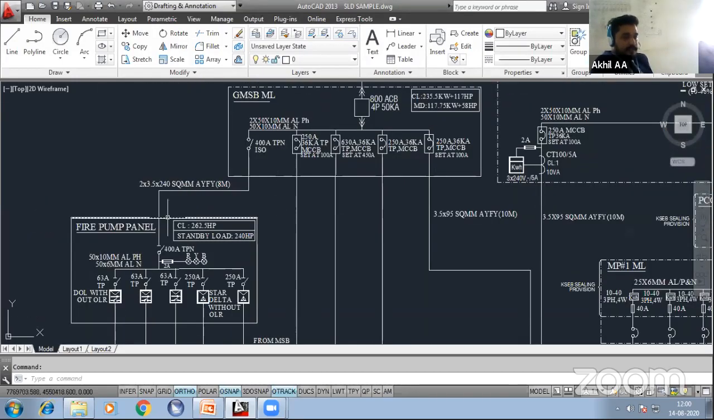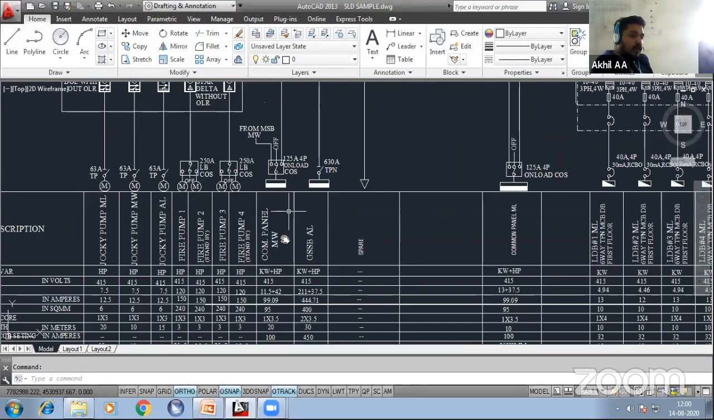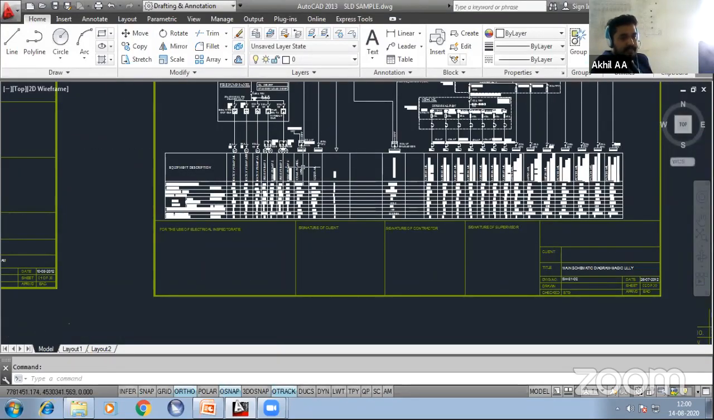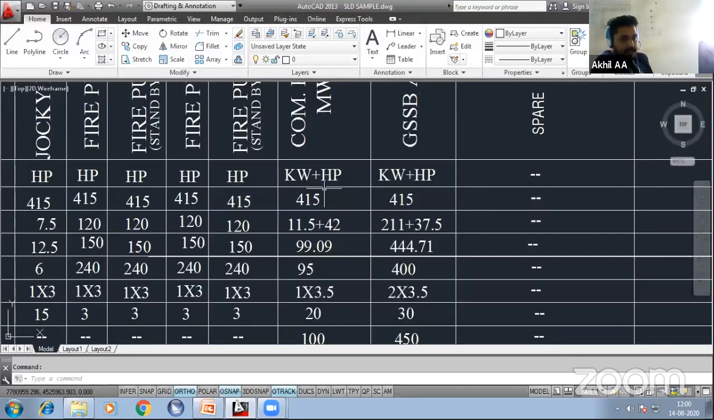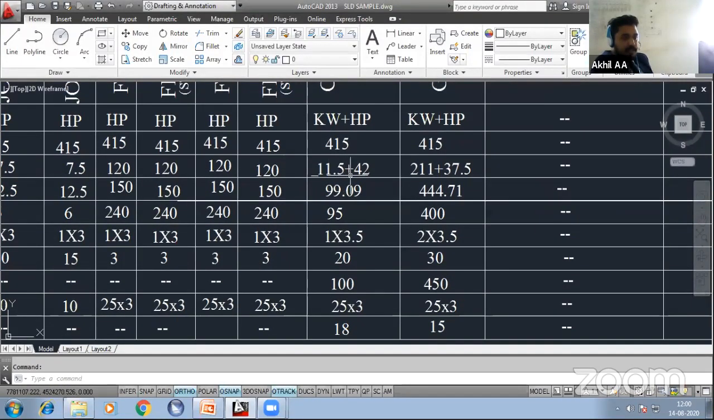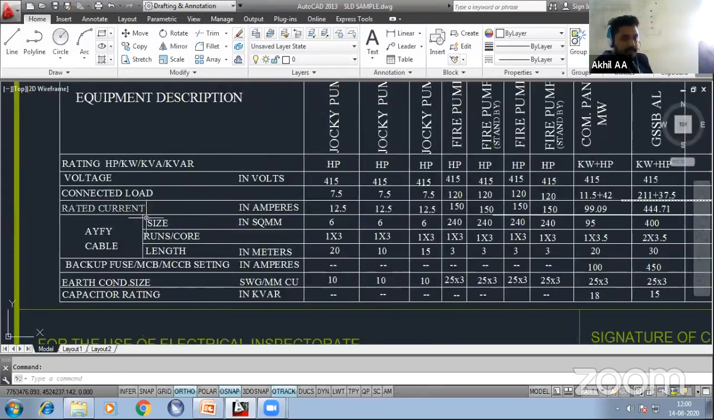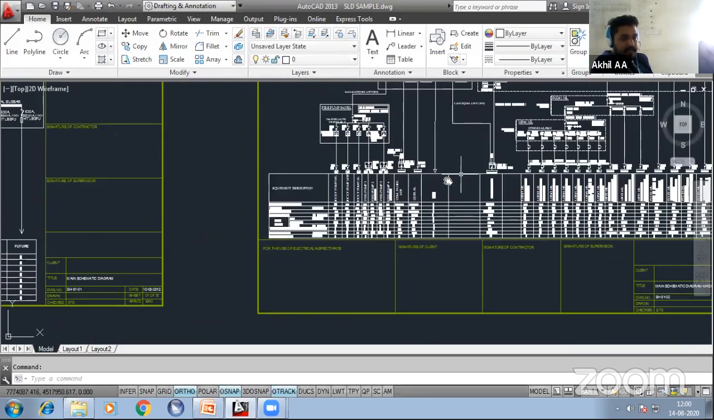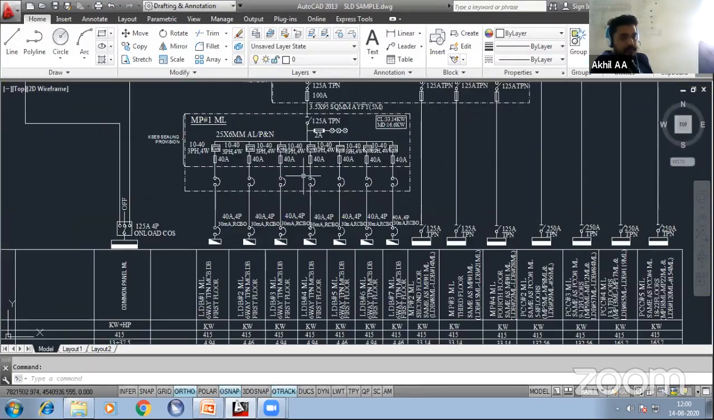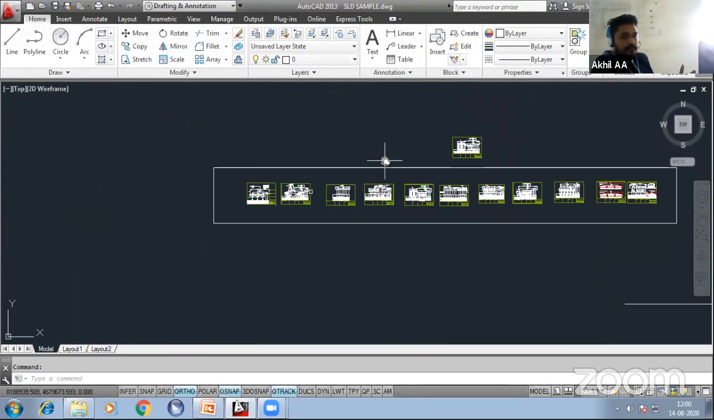For the remaining panels, you can see this one is the fire panel for the first outgoing, and the second outgoing is the common panel. All the connected details are given below. The rating is given in kilowatt plus HP. The voltage values are given here. You can see the connected load here, rated current in amperes, the size, the number of runs or cores, the length in meters, and the earth conductor size, everything. So this is an example of an apartment building of 3 towers with 22 floors.